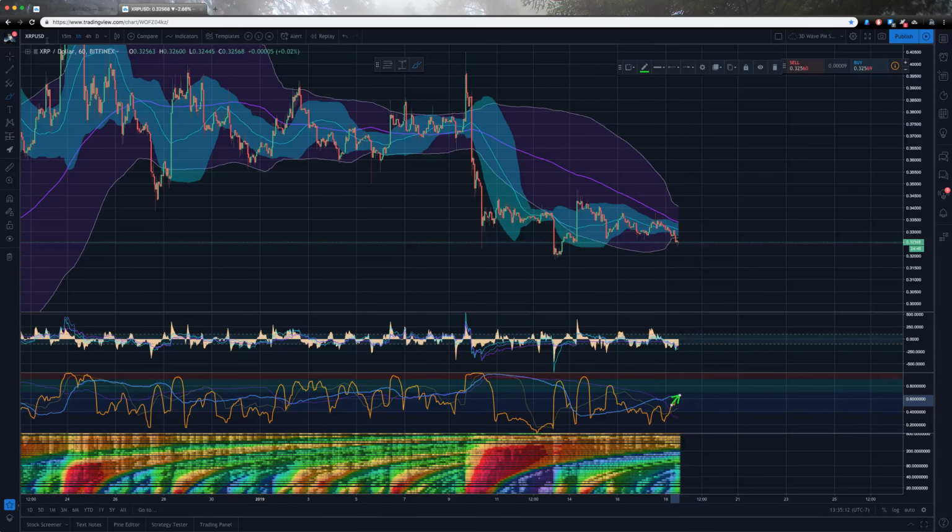Whew, that does imply support breaking. It's clean. Yeah, that implies the break of support. CCI is weighted to the downside. We have new net expansion. Wow, yeah, that could be a short entry.